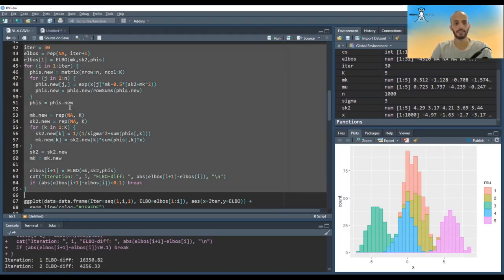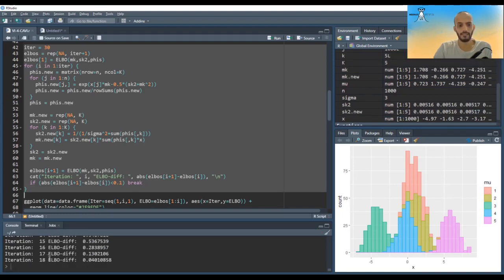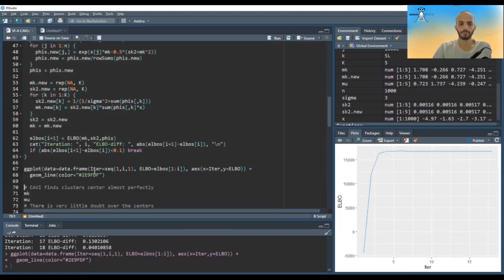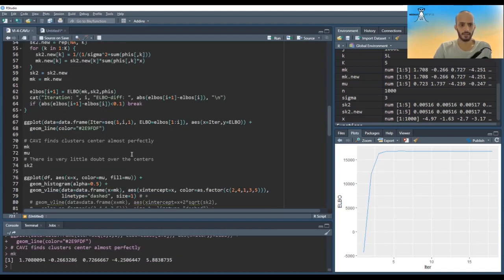So let's do that. We can see that it's running. And this is how much the elbow is changing from each iteration. And we can see that after 18 iterations, it doesn't change so much, so it stops. This is the graph of the elbow. Okay, and now these are our final mu_k's that the CAVI algorithm took, and these are the true mu's.